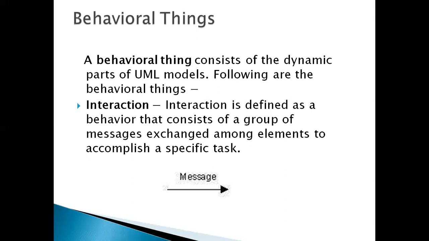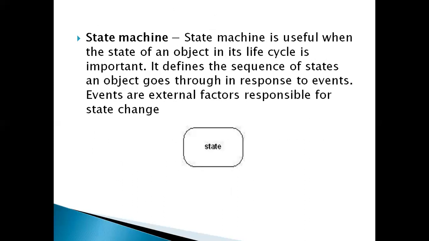Interaction is defined as a behavior that consists of a group of messages exchanged among elements to accomplish a specific task. This is the symbol of interaction. Line with a solid arrow. It is known as solid arrow or filled arrow. Interaction is mainly used for exchanging messages among the elements to perform a specific task.